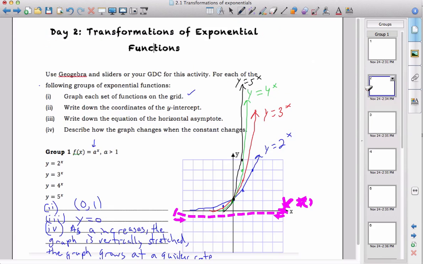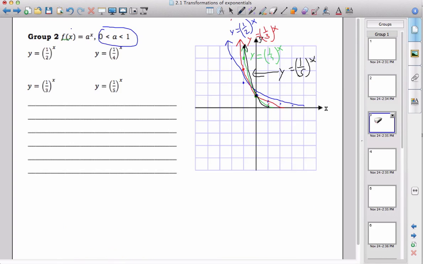Okay, so if we answer those same questions as before: what are the coordinates of the y-intercept, the horizontal asymptote, and describe how the constant changes the graph. We can say, okay, we've already graphed it. The y-intercept is always 0, 1 again.